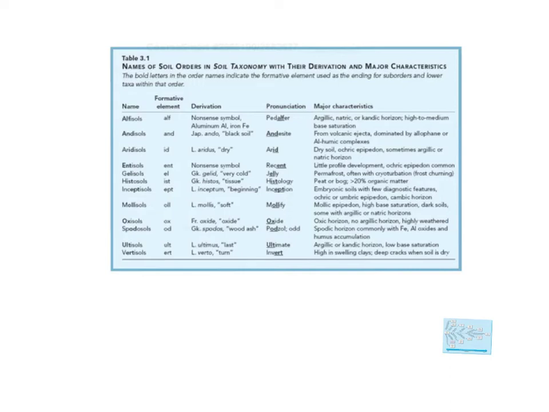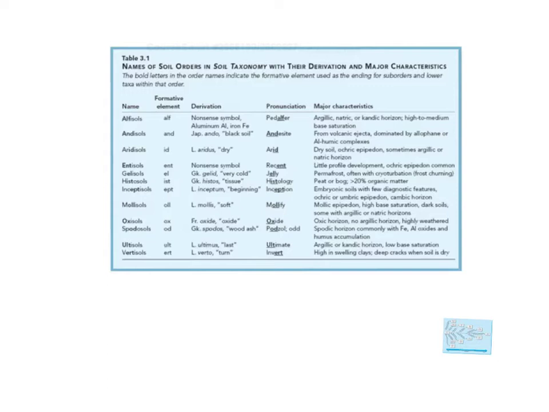So we have table 3.1 here with the 12 soil orders named. You can also see what we call the formative element, that is the little piece of the soil classification name that we take out and use in other places. So when we're describing a soil really precisely, we'll use a piece of the soil order name to describe it, along with a lot of other pieces. We'll get to those in a little while.